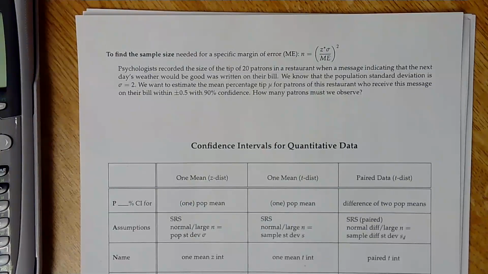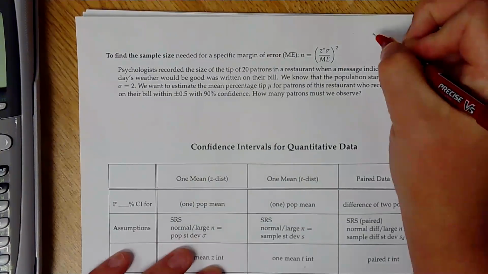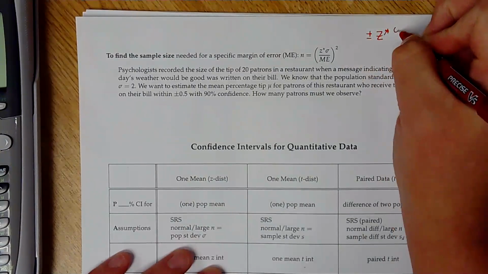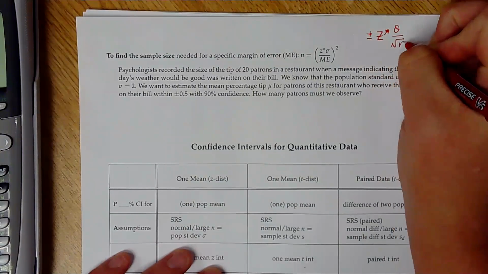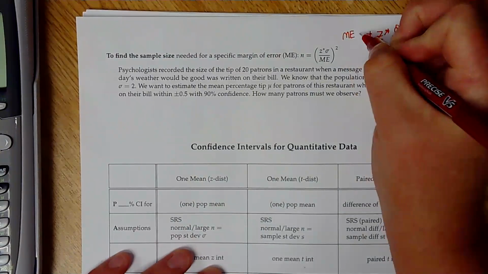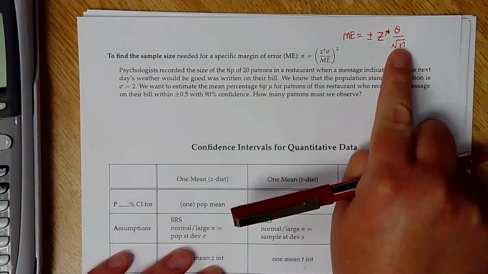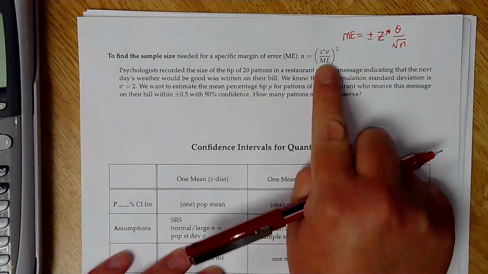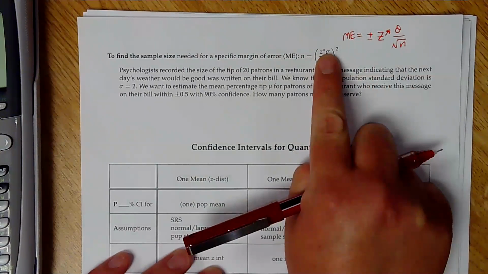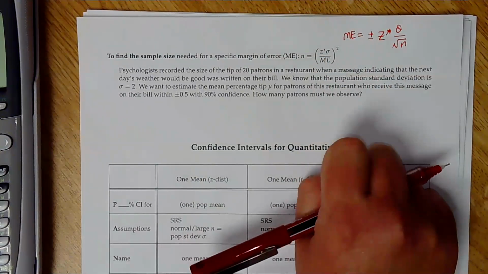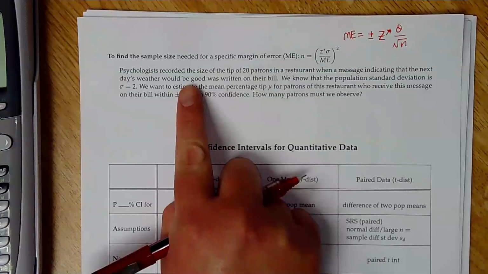So the formula for that is actually just a rearrangement of how we normally find the margin of error. So remember that plus or minus part is plus or minus z star sigma over the square root of n. And that's your margin of error. And if you rearrange that and you solve for this n that's over here, you're going to get this formula here. So you have a z star times a sigma divided by your margin of error and then squared. So we'll do an example of this.